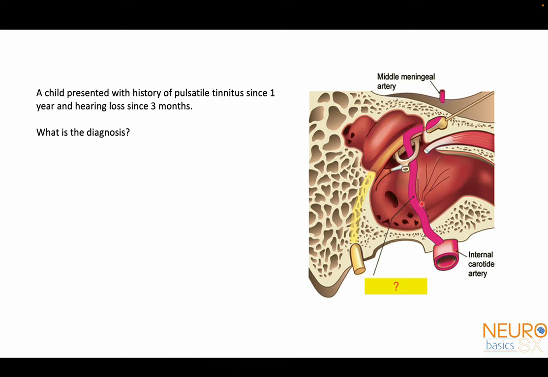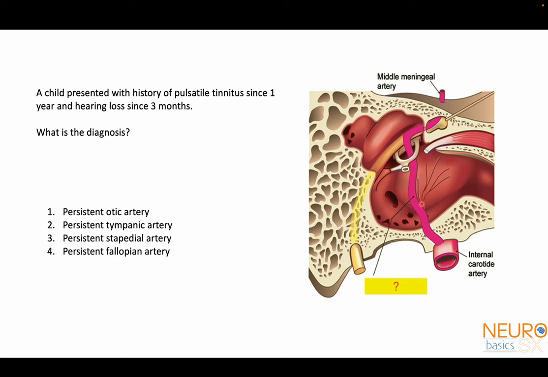The first question is, this child presented with a history of pulsatile tinnitus since 1 year and hearing loss since 3 months. What is the diagnosis with this image? The options are: a persistent otic artery, a persistent tympanic artery, a persistent stapedial artery, or a persistent fallopian artery. The answer for this question is a persistent stapedial artery. The most important identification is that it is passing through the crus of the stapes.